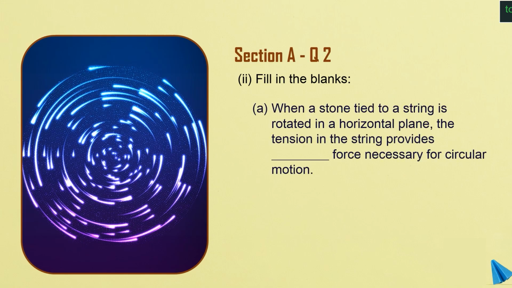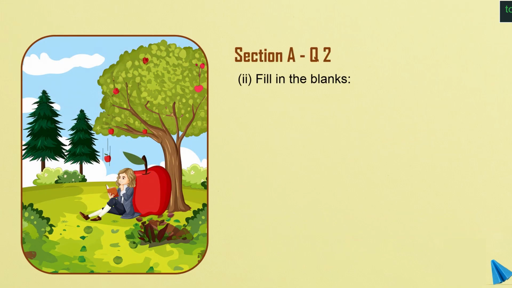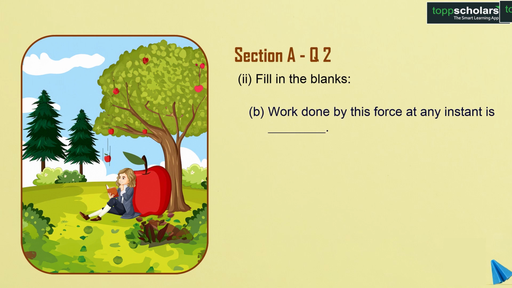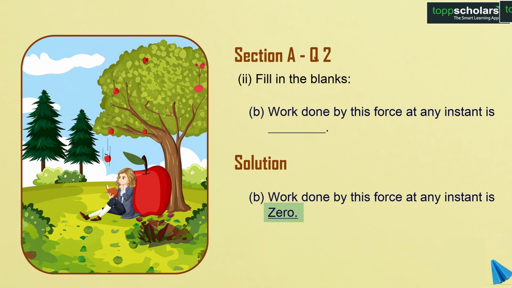Let's have a look at the next question. Fill in the blanks. The first part says, when a stone tied to a string is rotated in a horizontal plane, the tension in the string provides dash force necessary for circular motion. So the tension in the string provides centripetal force necessary for circular motion. Centripetal is the answer. Part B says, work done by this force at any instant is dash. Work done by this force at any instant is 0.